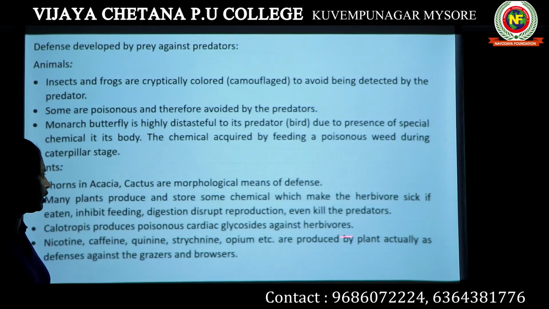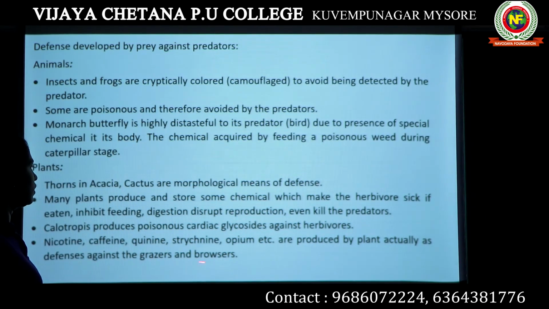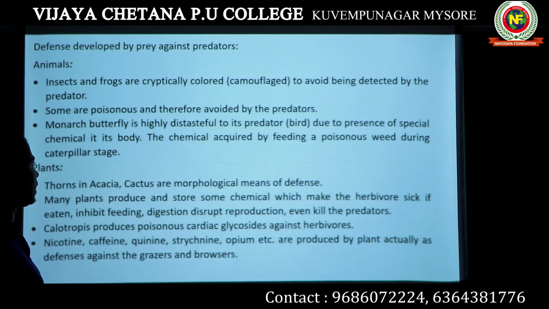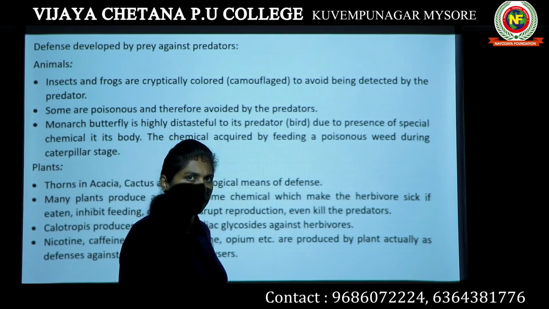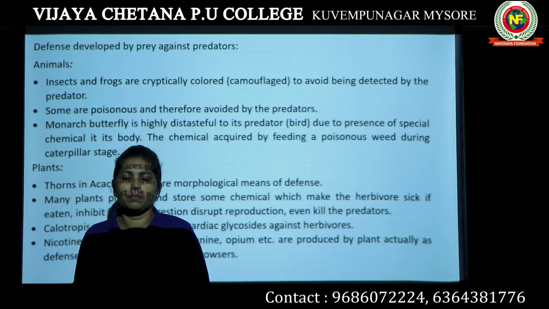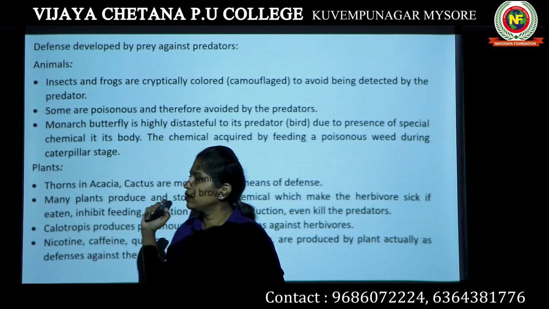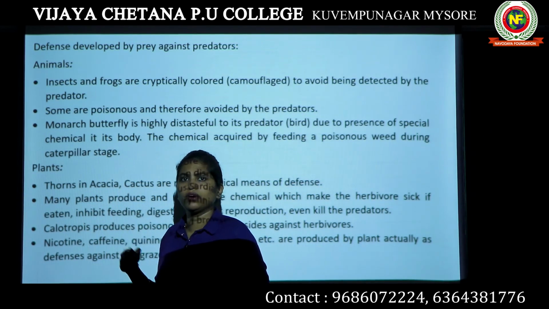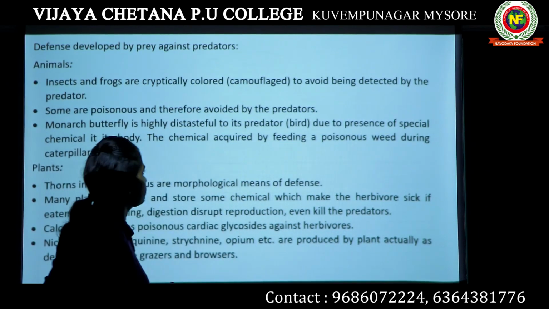They are produced by plants as defenses against the grazers and browsers who will come and graze the plants. So predation is good only to a certain extent. Predation also has a limitation, and there are certain mechanisms developed by the prey community in order to avoid overgrazing by the predators.